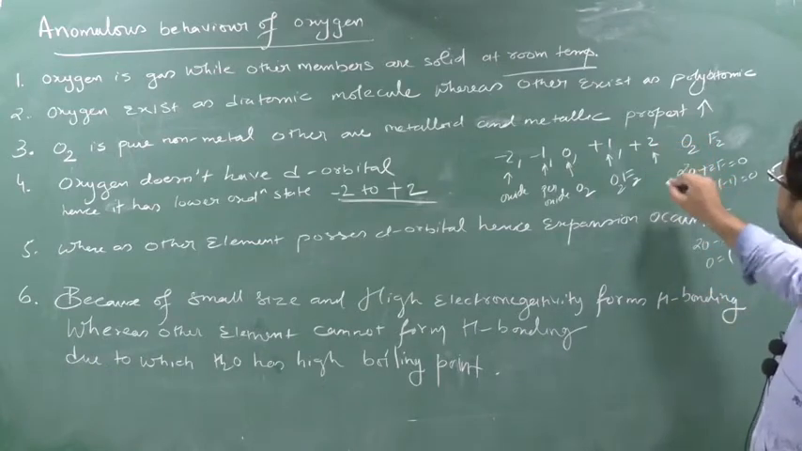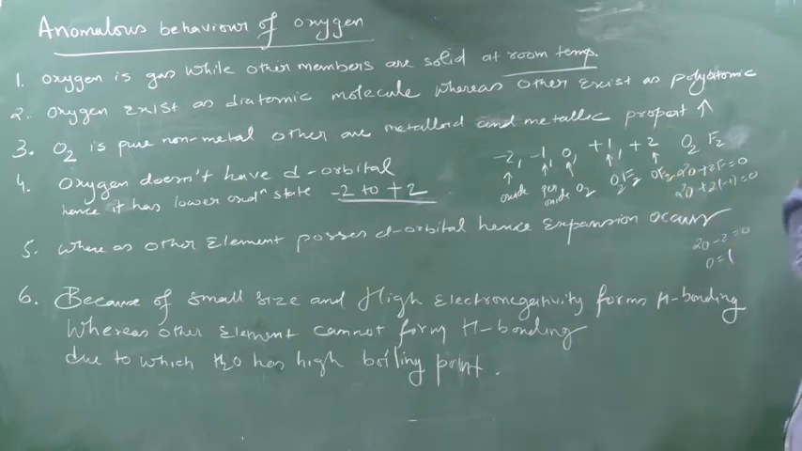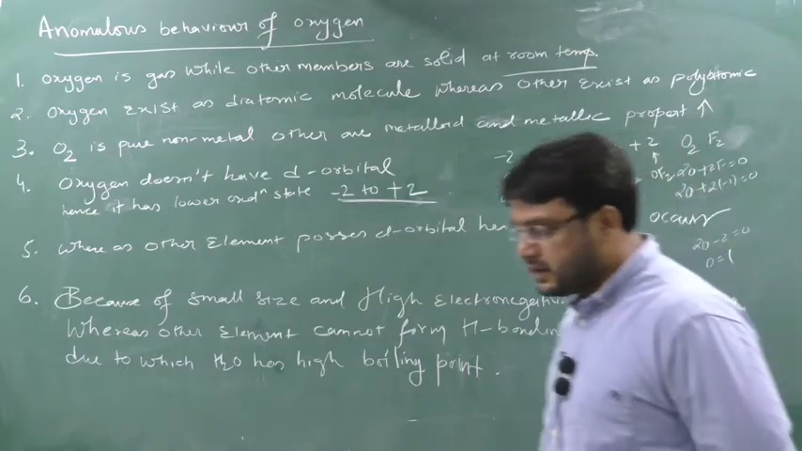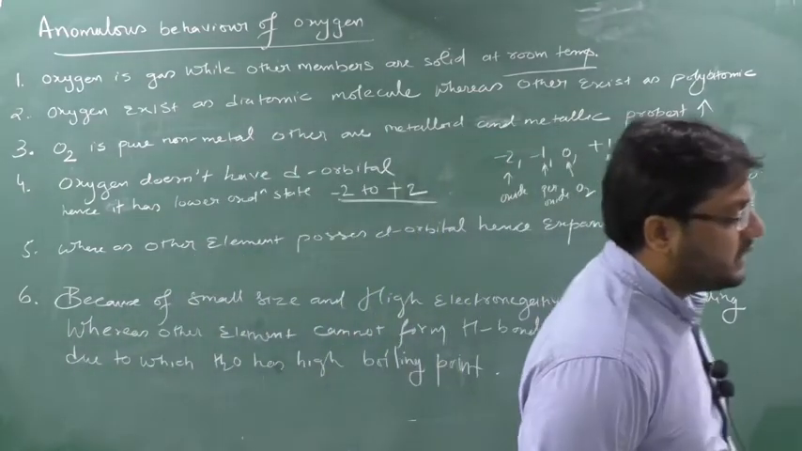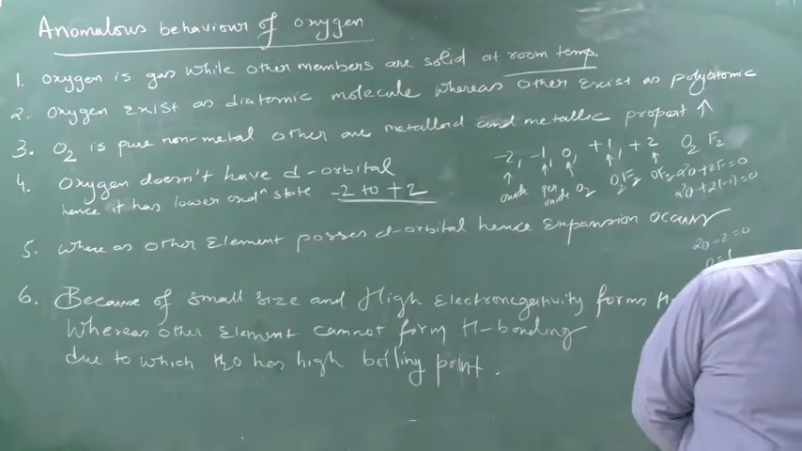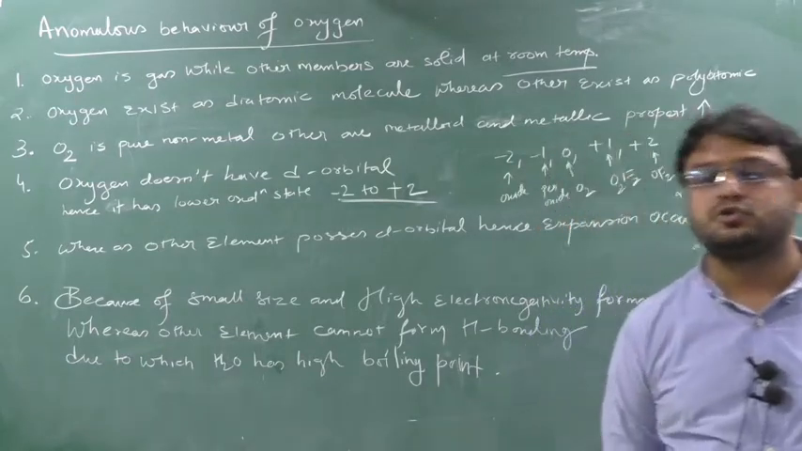Similarly, in OF2, plus 2: the 2 minus 1, it will go that side. So plus 2. Clear this part? Okay. So as oxygen does not have any d orbital, there will be no expansion. When there is no expansion, the oxidation number ranges from minus 2 to plus 2.